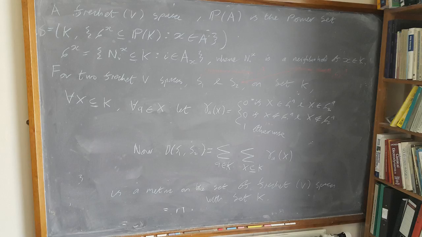So let's say we have two Fréchet spaces, S1, which is based on set K, and it has neighborhood collections zeta X1. So zeta X1 is the collection of neighborhoods associated with point X in Fréchet space number one. Similarly, the other Fréchet space is called S2, and again, it's based on the set K, and for any particular X in K, the collection of neighborhoods of X is denoted zeta X2. So then we want to define a sort of metric, a distance measure, between these two different spaces, S1 and S2.